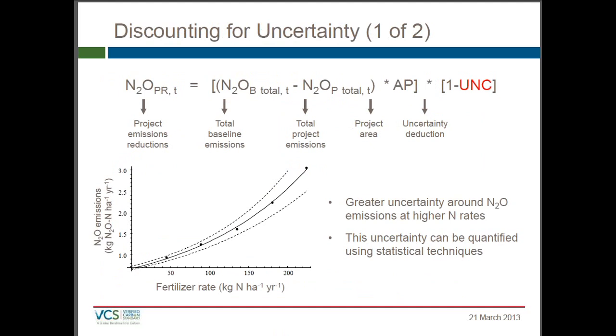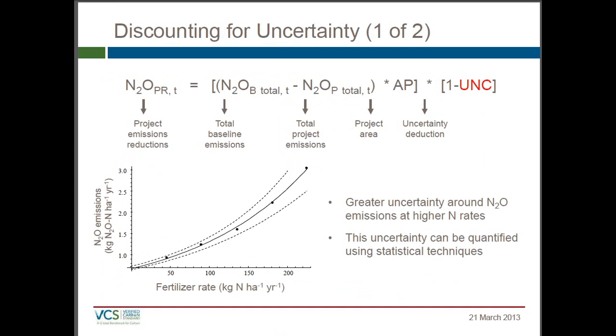So there's a general concern in the offsets arena, I would say, about the uncertainty associated with greenhouse gas emissions from agricultural systems. And in the next slide, I'll try to overview how the MSU EPRI methodology has successfully dealt with this issue. At the top of this slide, you can see a simplified equation showing how project emission reductions are calculated. You can notice the red U and C component of the equation at the end, which represents the inclusion of an uncertainty deduction factor associated with the project emissions.